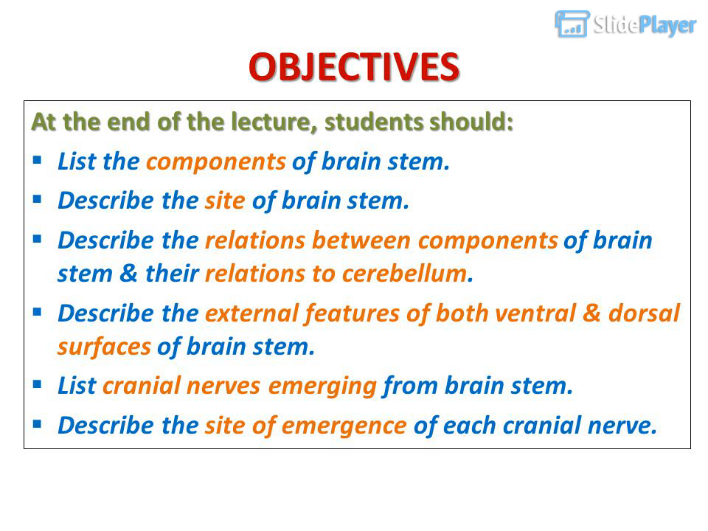Describe the site of brainstem. Describe the relations between components of brainstem and their relations to cerebellum. Describe the external features of both ventral and dorsal surfaces of brainstem.